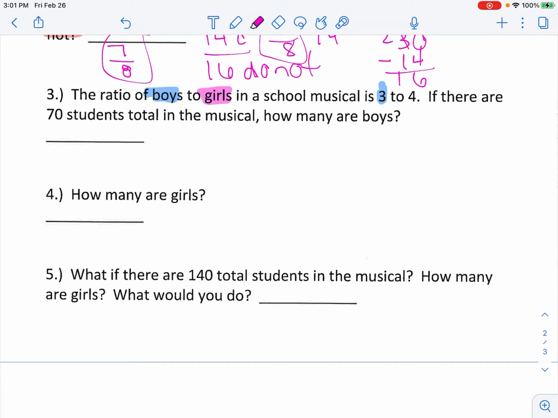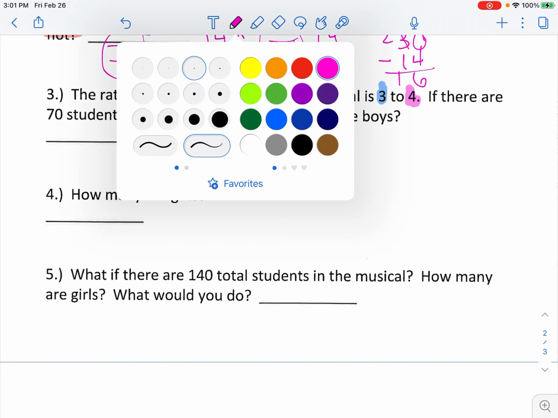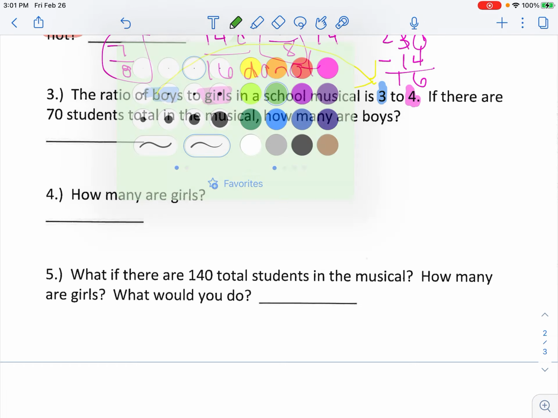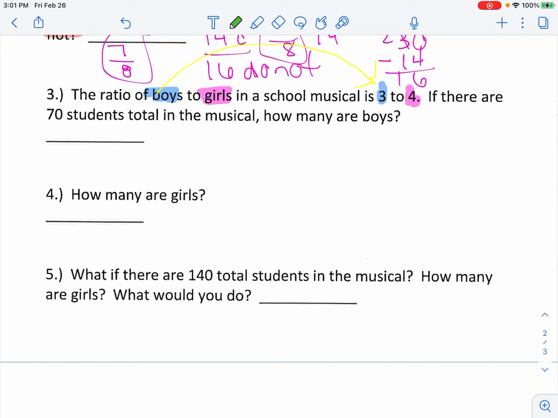When you are reading the words in the problem, the order of the words has to match the order of the numbers. So what I mean by that is because the word boys came first in the words, the word boys is attached to the number 3. Since the word girls came second, girls is attached to the number 4. Boys to girls is 3 to 4.